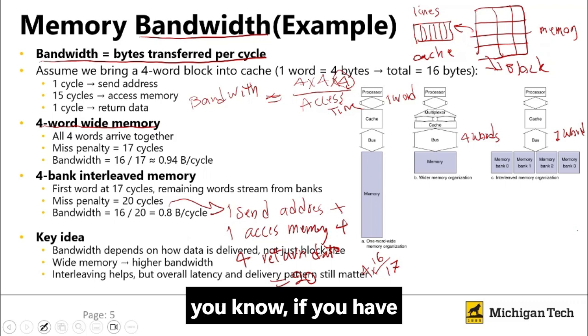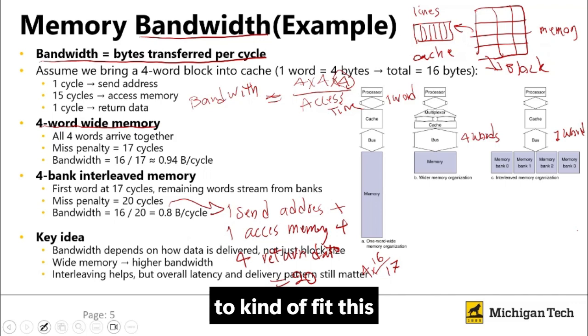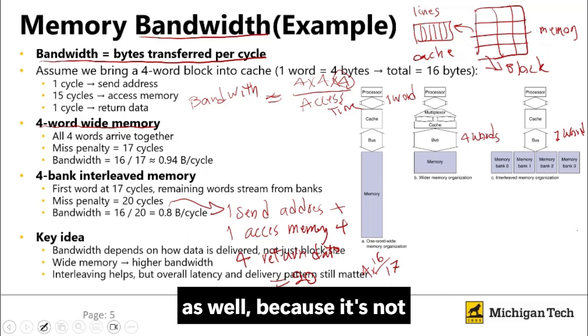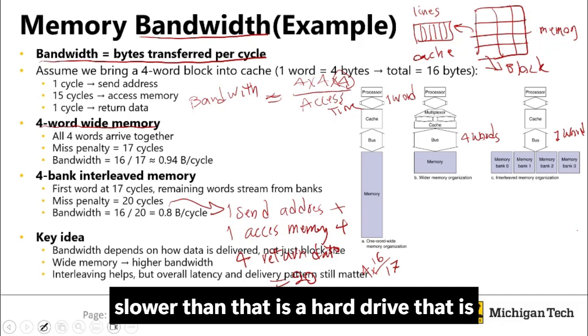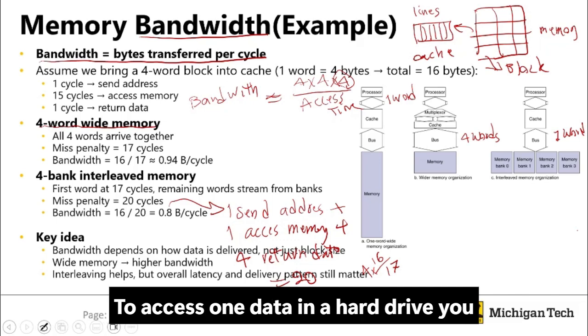If you have proper locality, we need to feed this locality, feed this cache properly as well, because it's not just cache and CPU. Under the cache, you have a slow memory, and slower than that is a hard drive that is very, very slow. It has lots of overhead to access one data.